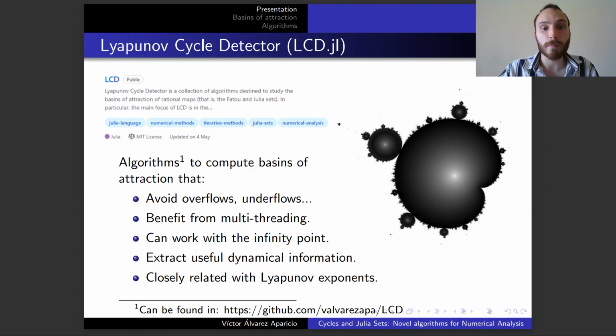Today I'm going to talk about how Julia has allowed our team to develop a new collection of algorithms regarding Julia sets and rational maps from a dynamical perspective. These algorithms can be found in the Lyapunov cycle detector repository on GitHub, and they provide methods to study and visualize the basins of attraction of a complex rational map, avoiding some computational problems that often appear in software devoted to numerical analysis, such as overflows or mathematical indeterminations.